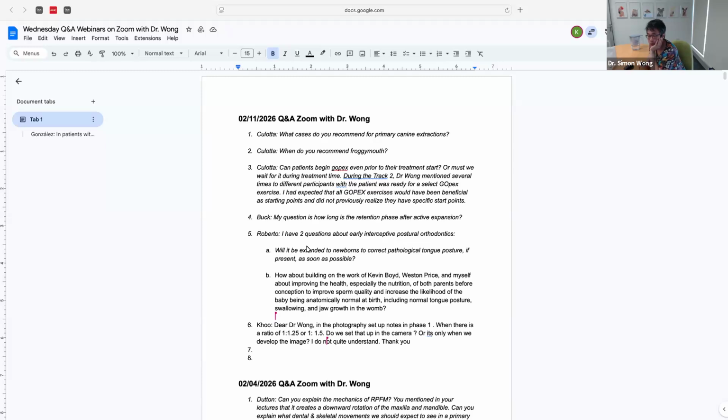Okay, next question. In the photography setup in the phase 1 notes, when there is a ratio of 1 to 1 1/4 or 1 to 1.5, do we set that up in the camera, or is it when we develop the image? I don't understand. Thank you.